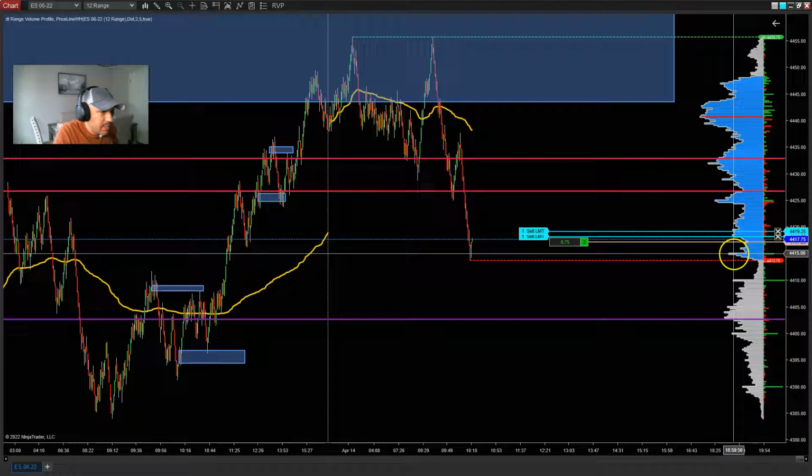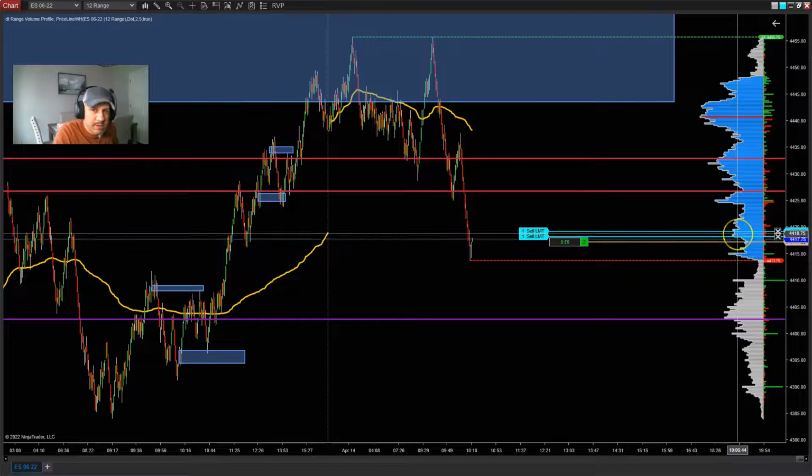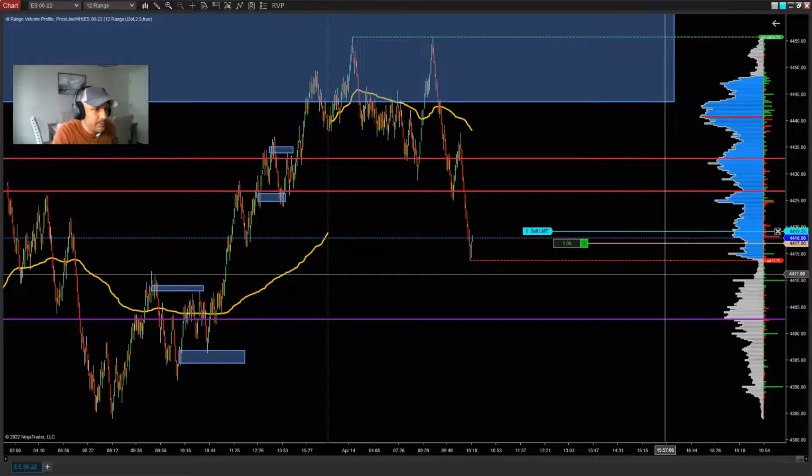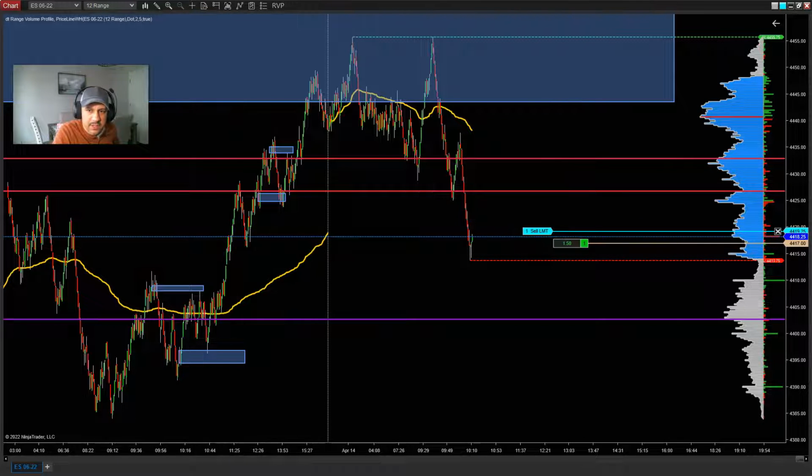Come on. This bounced off this little high volume area. I'm looking forward to it coming back up to this. It's a high volume area right here, so I'm looking for price to push up here and get filled here. So I'm just scalping on the way back up off this area down here. Okay, first contract's filled. Come on.